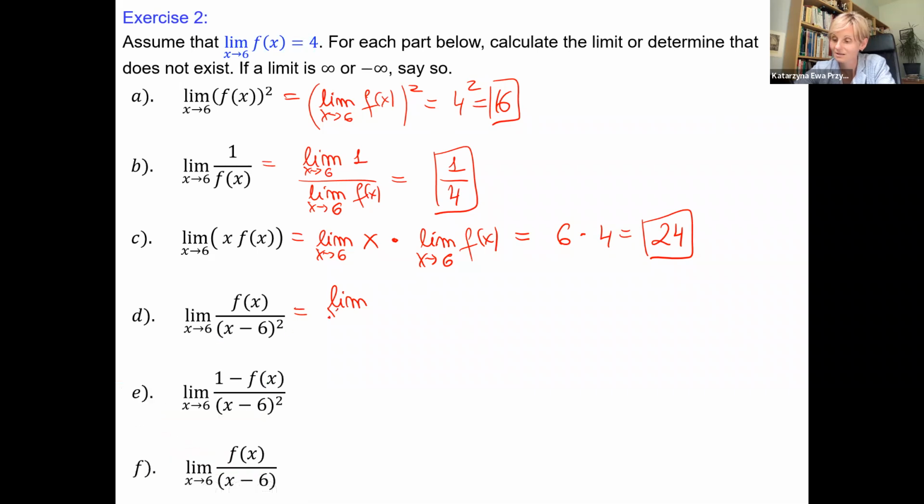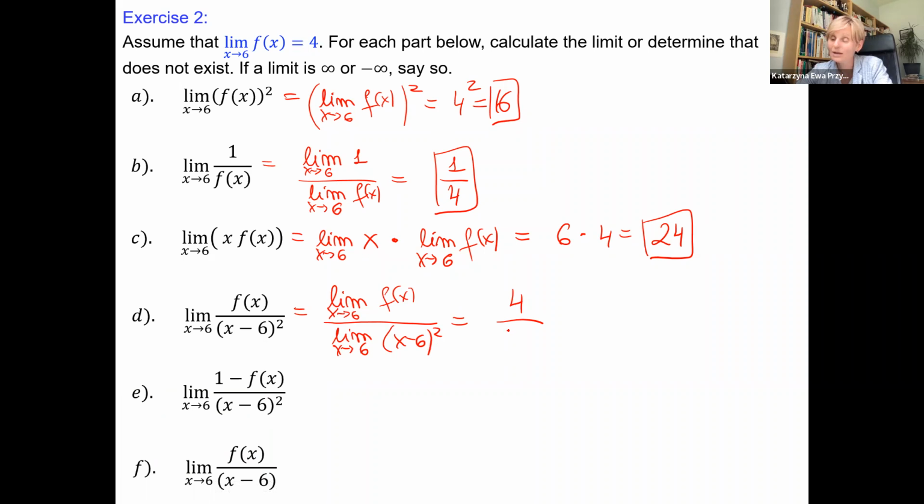Okay, actually I can write this, the limit of f of x as x approaches 6, and the limit of the denominator, let's see what's happened. This is 4. When we do the direct substitution in the denominator, we're getting 0. 0 squared is 0. It will be just 0.